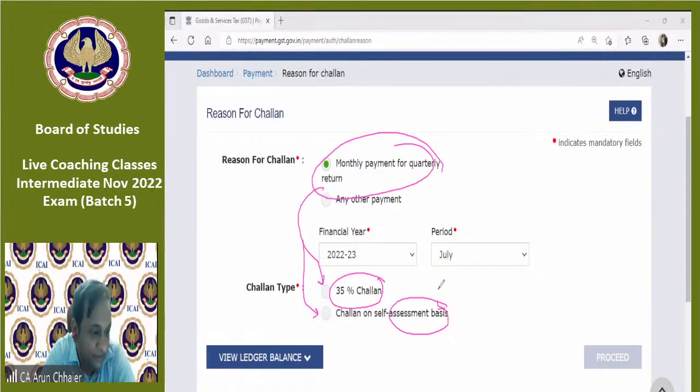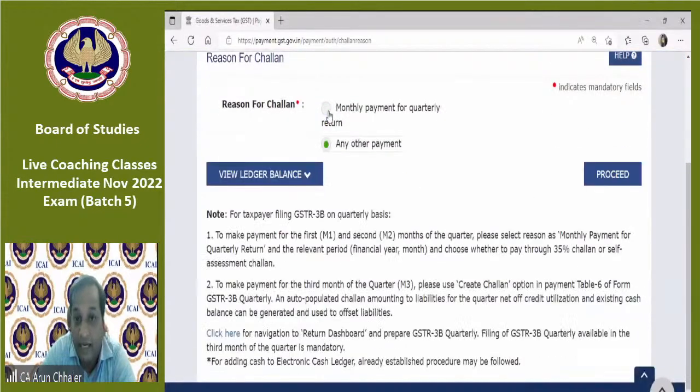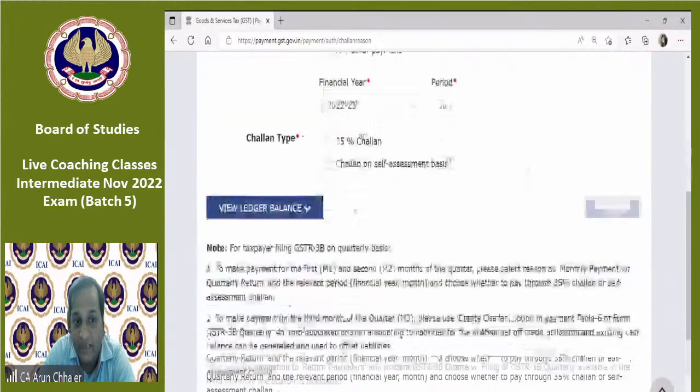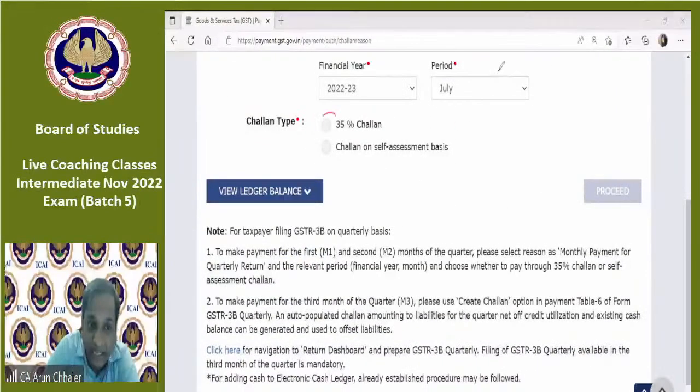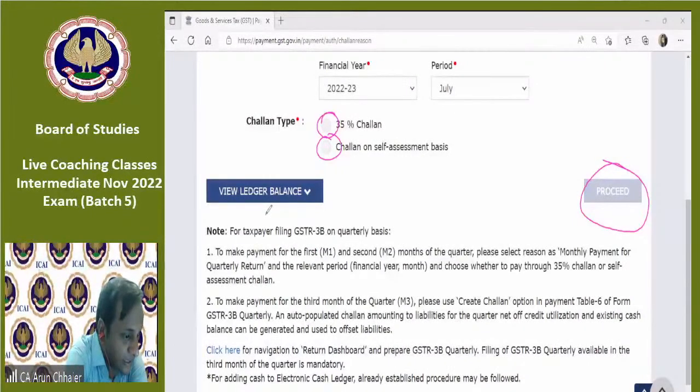In case of the fixed sum method, if opted, the taxpayer can pay 35% or 100% of the cash paid by him in the last month, or current quarter for the first. Mahadev, 1 minute. If I am opting for monthly payment for quarterly, if I click on this, then the system will display the two methods. I have to select any one method and then click on the proceed button. Is this question clear?